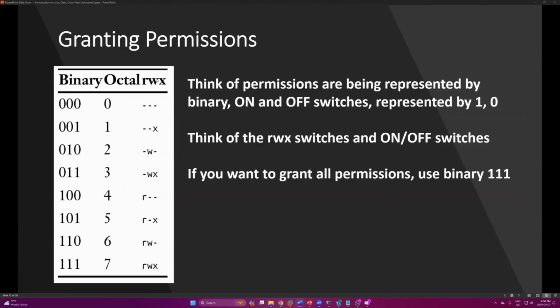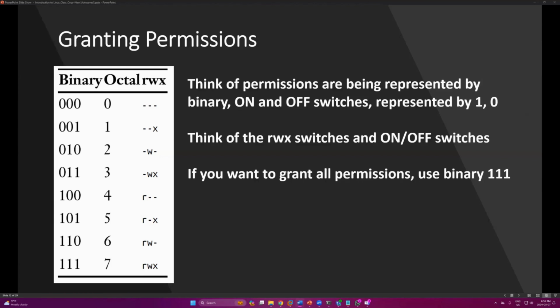All right. So next, let's take a look at how we can grant permissions. How can we assign a permission to a file or a directory? Well, first of all, there are two ways to assign a permission. One of them is using the RWX to set the permission. The other way is using the numeric method. This method is based on the binary representation.